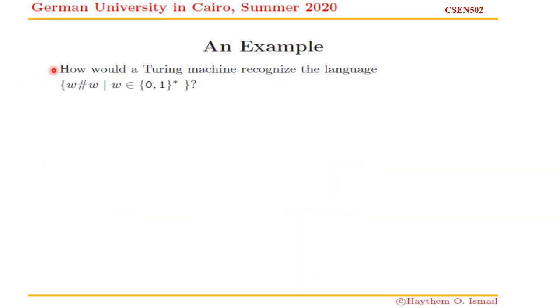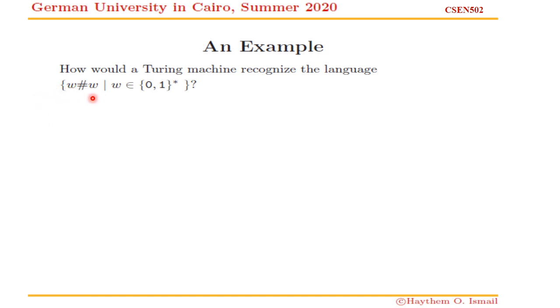So let's immediately apply our informal knowledge of what Turing machines do and try to recognize this language, W#W, where W is a binary string. This language is not regular, and it's also not context-free, although we didn't discuss the pumping lemma for context-free languages. But if you see it, you can use it to prove that this language is not context-free either. So it cannot be recognized by a DFA, and it cannot be recognized by a PDA. Let's see if a Turing machine will be able to do it.